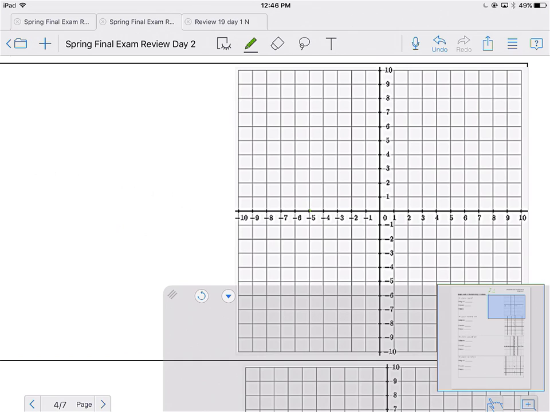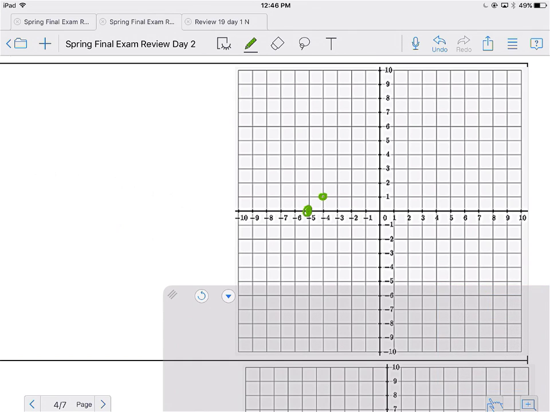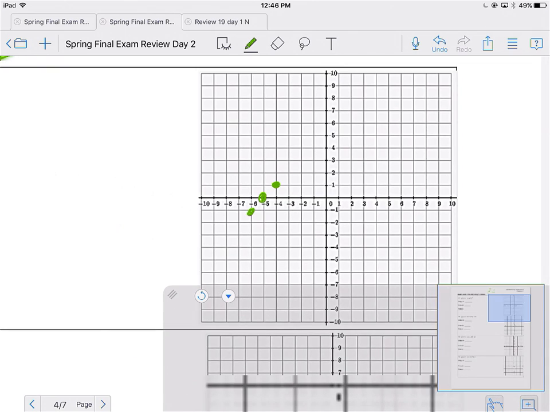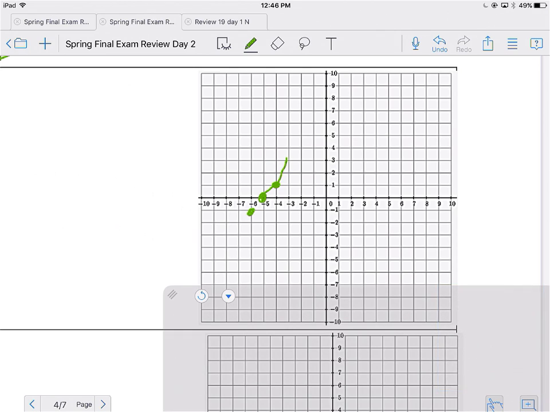My midpoint is at -5. This is positive, so I go up and right, down and left. And then I just make sure I draw kind of a snaky shape.